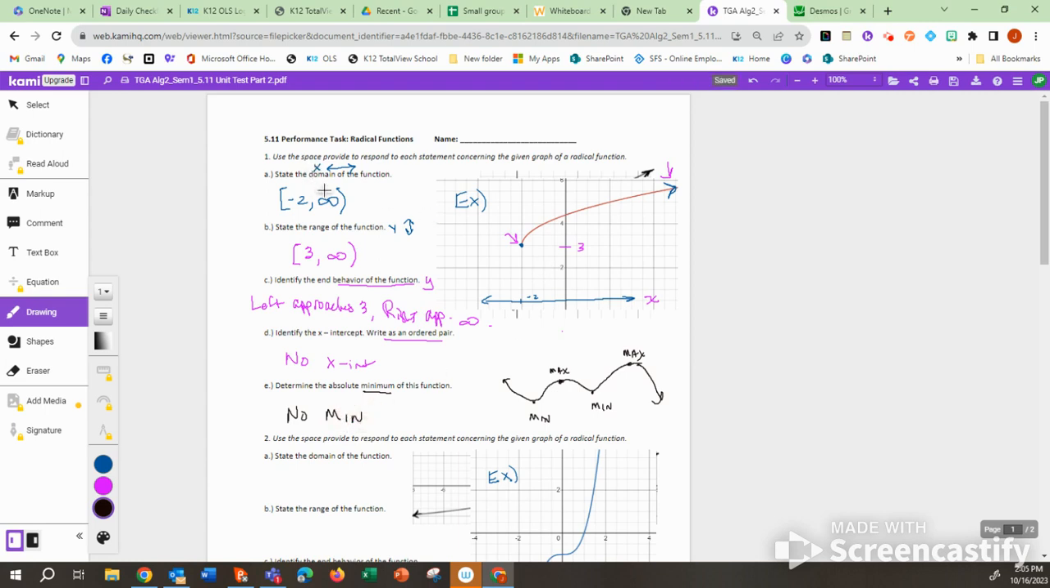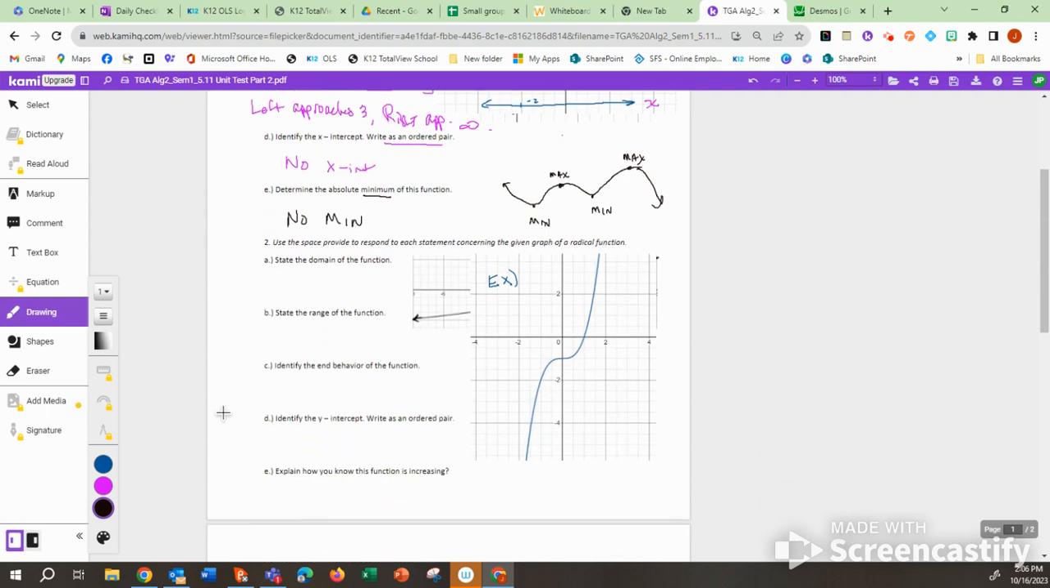Okay, so let me go over this really quick. I'm talking fast. It's been a crazy day. The domain goes from -2. This is my x-axis. I drew it in to positive infinity. The range, the lowest y value is 3, and it goes to positive infinity. My left approaches 3. My right approaches infinity. This graph doesn't touch the x-axis, so there's no x-intercept for D, and there's no minimum because there's no valley.